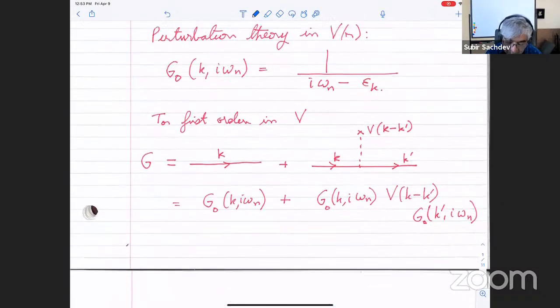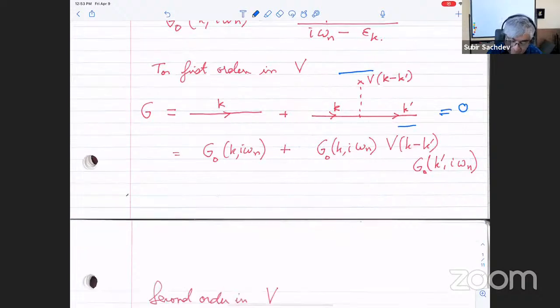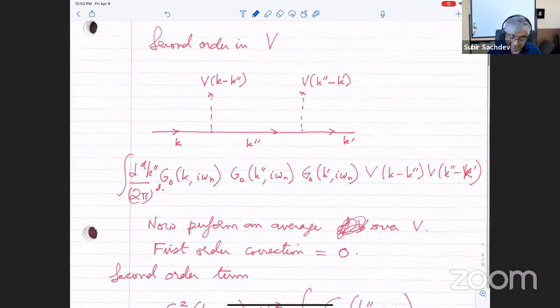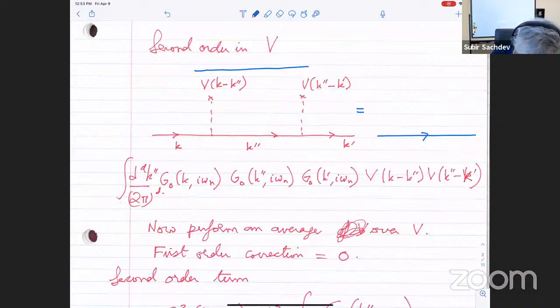When we do this, we see that this term is just 0. If I take the average of this term, it gives me 0. What about this term? I take the average of this term. Now I have two V's, and I'm going to get something. The way we write it, since you're averaging these two, you bring them together, giving V naught squared.